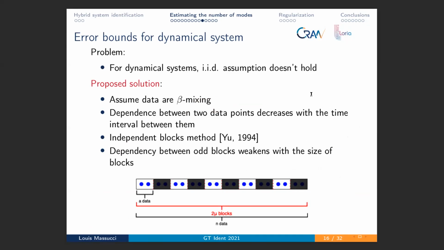And sometimes the bounds behave in a kind of counterintuitive way. For example, mixing bounds, from what I understand, tend to suggest that the slower the process is, the more data you need. So the bounds become worse, basically, as the process becomes slower, because the samples become more dependent, right?